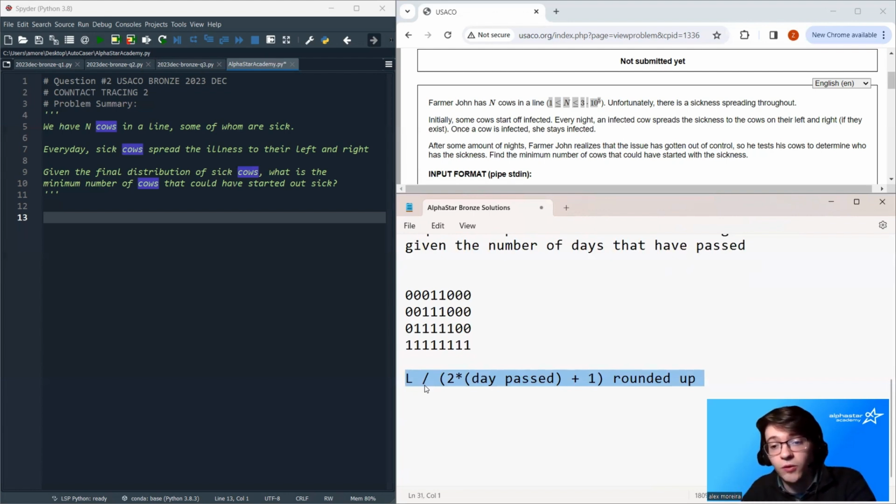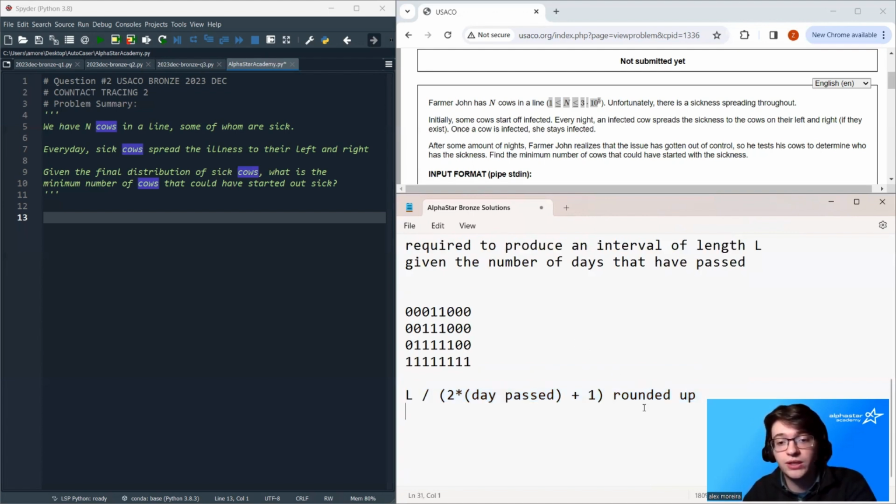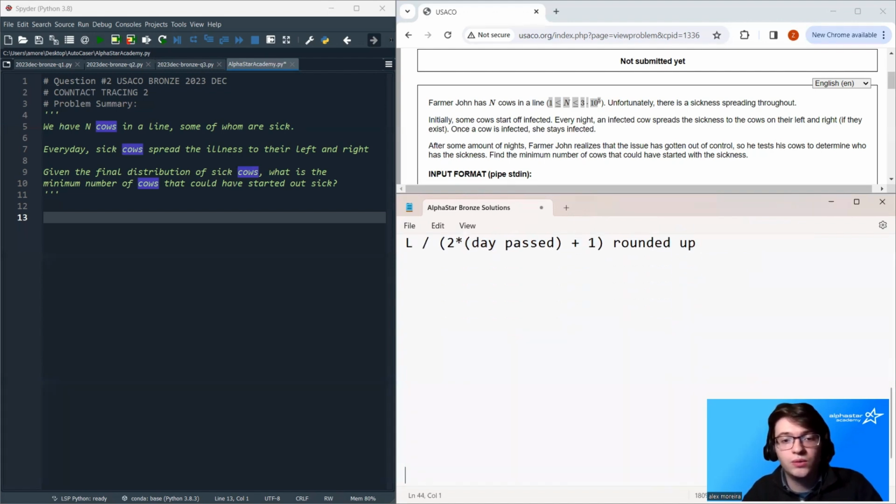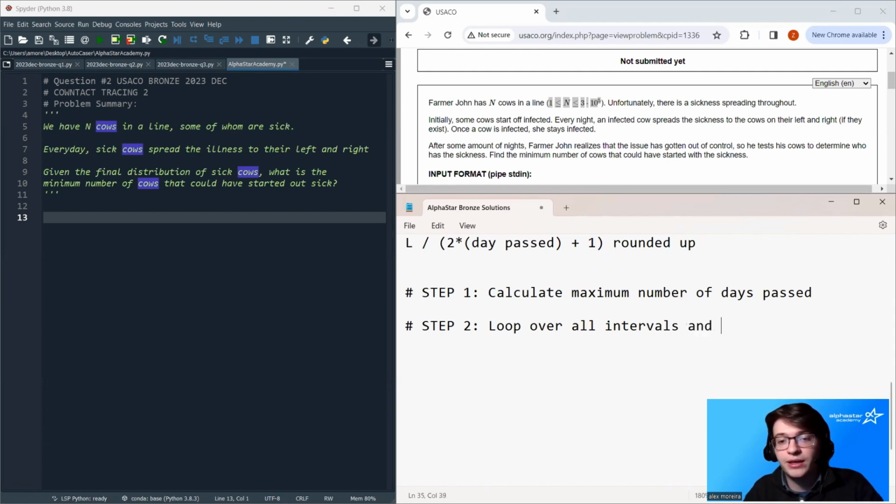And then we just loop over all of the intervals, calculate this number, and sum it up. So the pseudocode would look something like this. Step 1, calculate the maximum number of days passed. Step 2, loop over all intervals and count how many cows are required to make everyone in that interval sick.